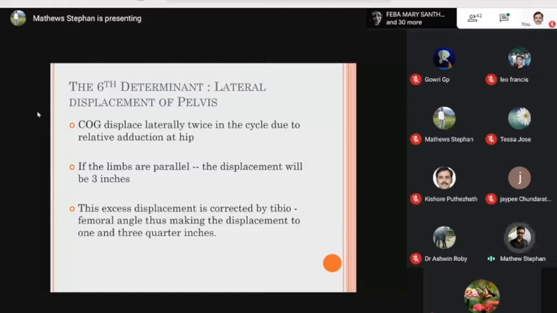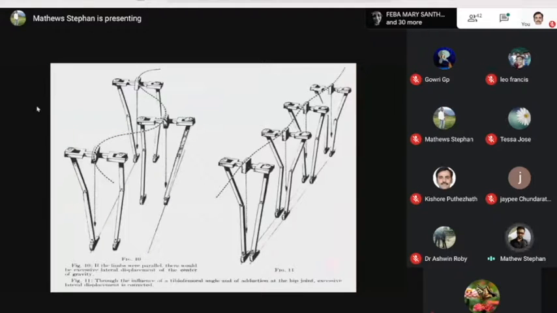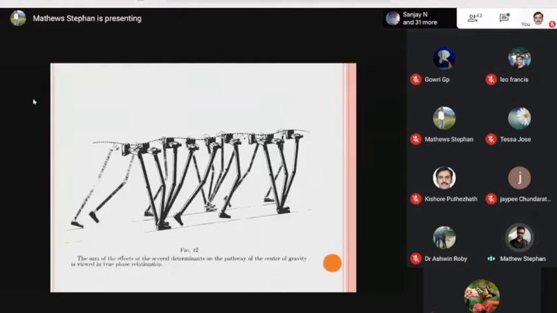So in the first image, we can see if the limbs were parallel, there would be excessive lateral displacement of the center of gravity. Here the dotted line represents the center of gravity of the parallel limb. But in the second image, through the influence of the tibiofemoral angle and adduction of the hip joint, the excessive lateral displacement is corrected and it's more like a sinusoidal curve, like the vertical displacement. So the sum of the effects of the several determinants on the pathway of the center of gravity, viewed in true fixed relationship, is a sinusoidal curve.